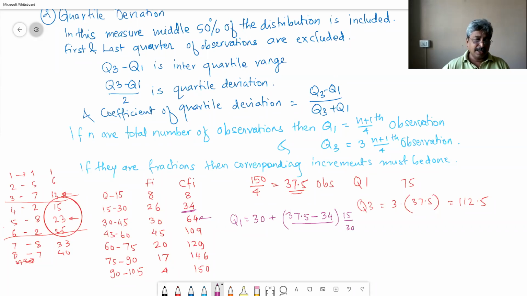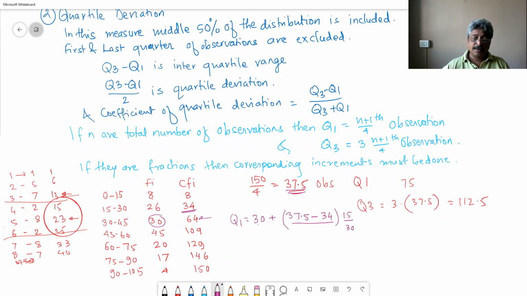This 30 is the denominator, the number of observations. If you consider this, it is like inserting terms in an arithmetic progression, as we did. That is what this is. What is going to be the number between 30 to 45 which we should consider for the 37.5th observation? So you add whatever difference you have, 37.5 minus 34.